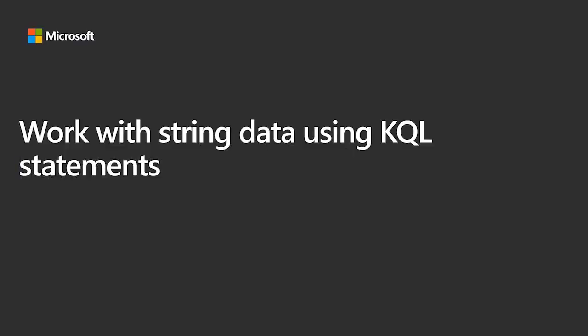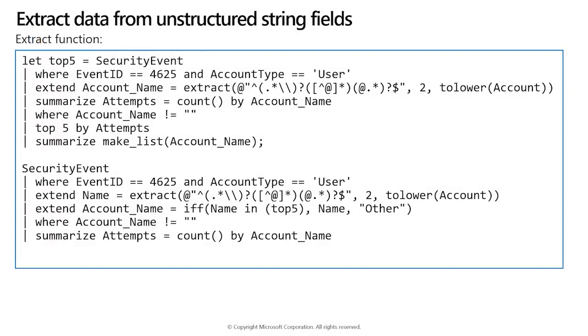How to work with string data using KQL statements. We can manipulate string data by using functions such as extract. Extract gets a match for a regular expression from a text string, and you have the option to convert the extracted substring to the indicated type. The following example here uses the extract function to pull out the account name from the account field of the security event table using a regular expression.